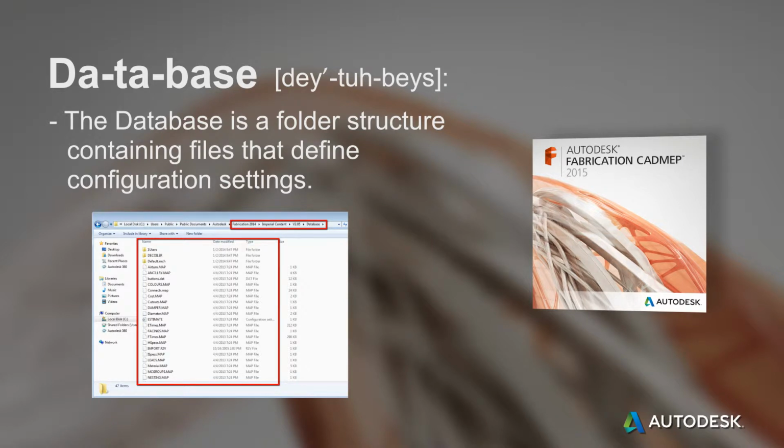Database. As it pertains to the Autodesk Fabrication products, the database is a folder structure containing files that define configuration settings, i.e. materials, connectors, seams, specs, etc. It is not a single file such as an SQL database.